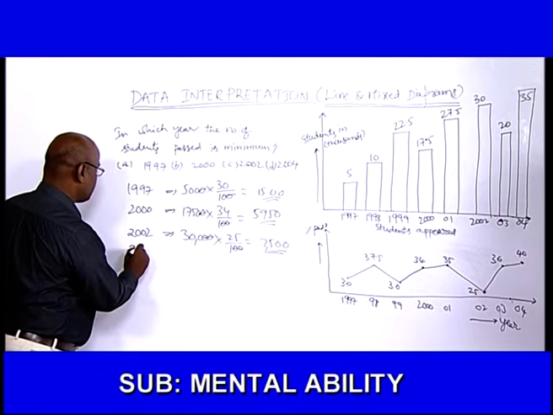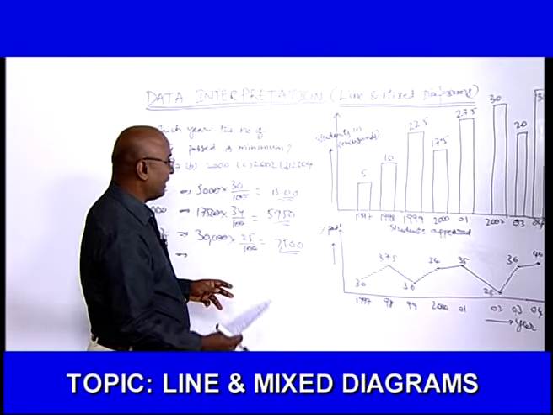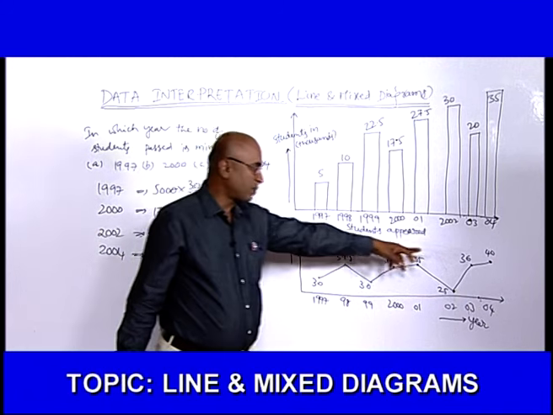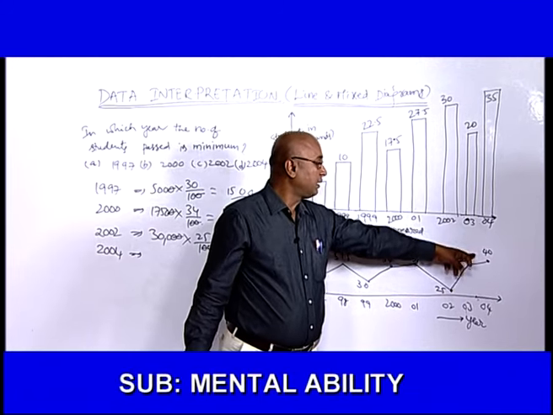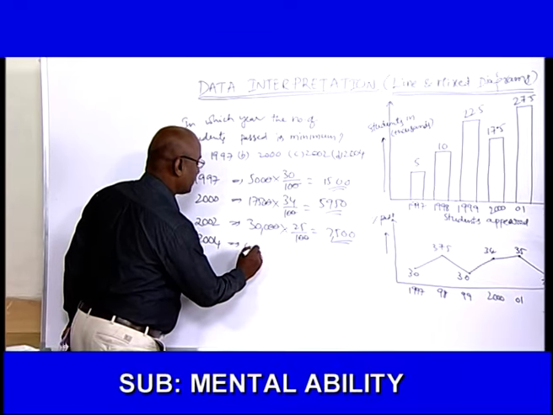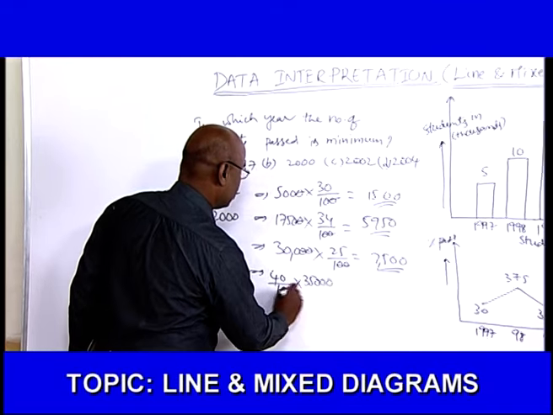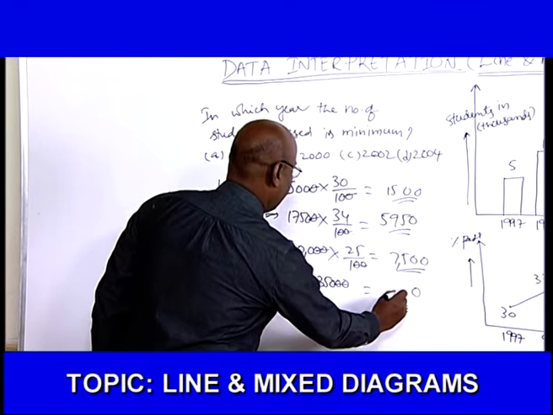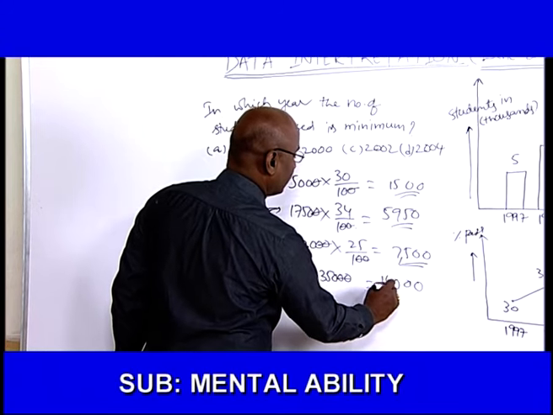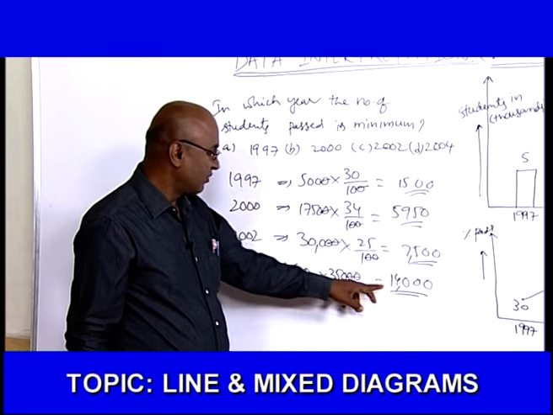And in the year 2004, the total number of candidates joined in 2004 is 35,000. And the pass percentage is 40%. So 40% of 35,000. Now the answer is like this. 4 5s are 20 and 4 3s are 12, and 14,000. So the number of candidates passed in the year 2004 is 14,000.